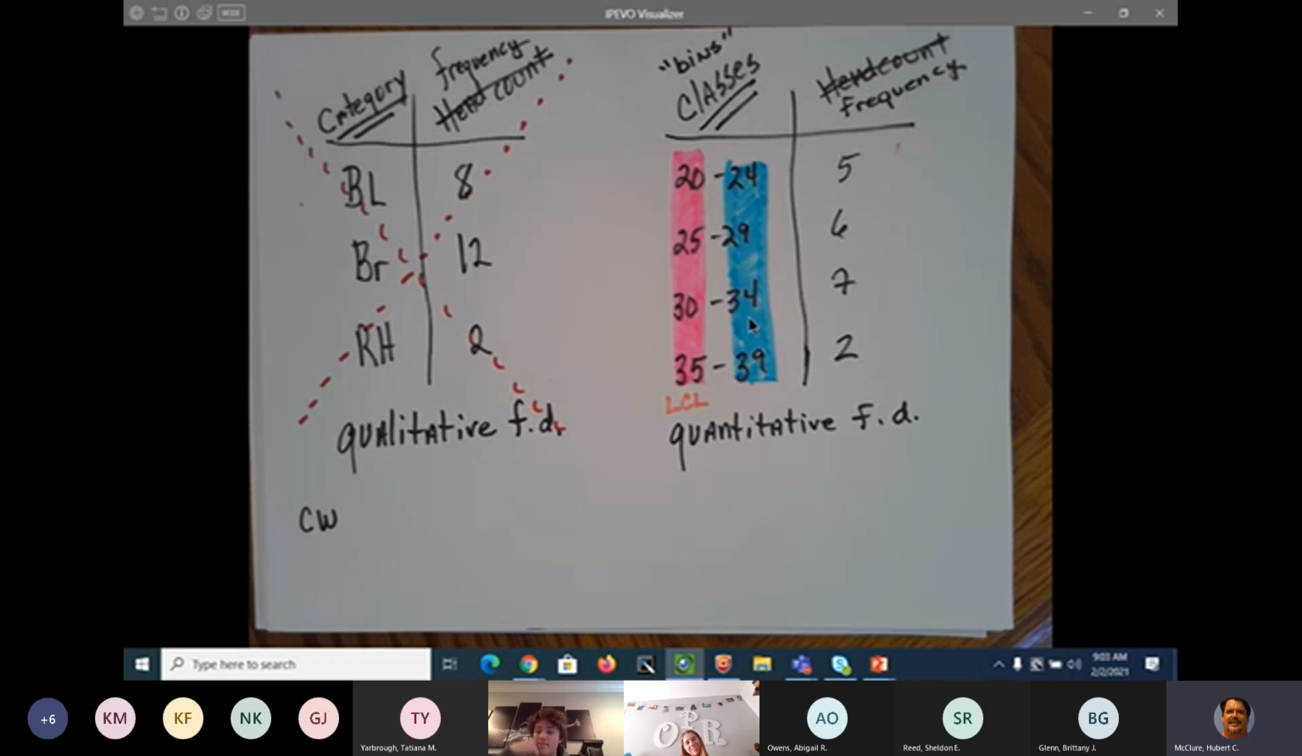Okay, so we've got lower class limits and we've got upper class limits. What is the class width? The class width, and write class width down because I didn't. The class width is the first thing you're going to be tested on. Class width is your, I would say, corresponding upper class limits or corresponding lower class limits subtracted.